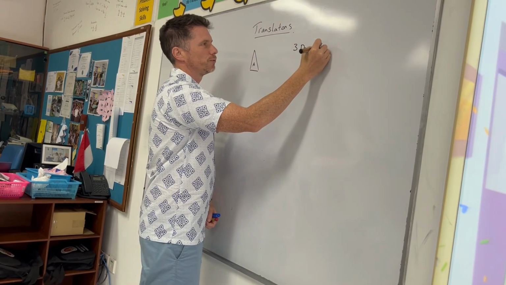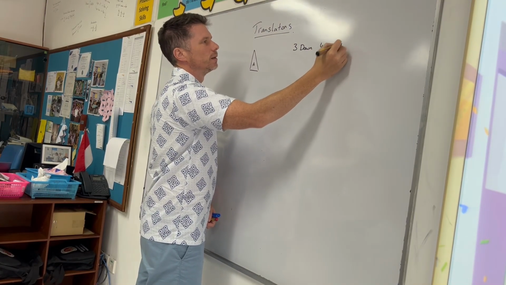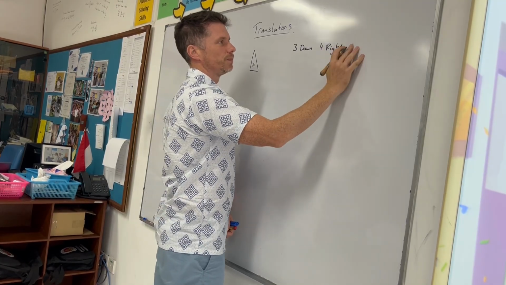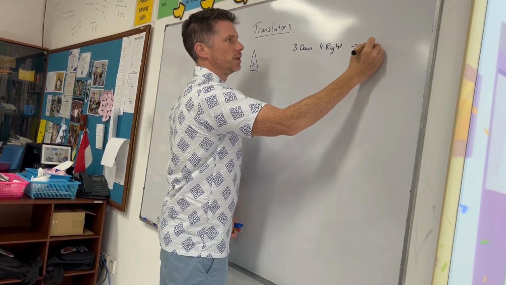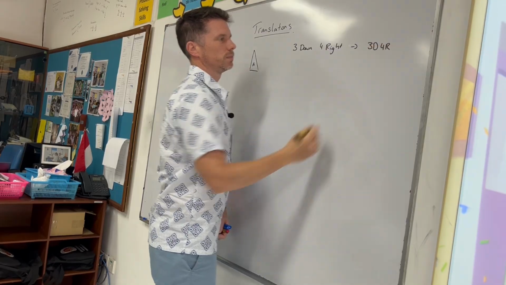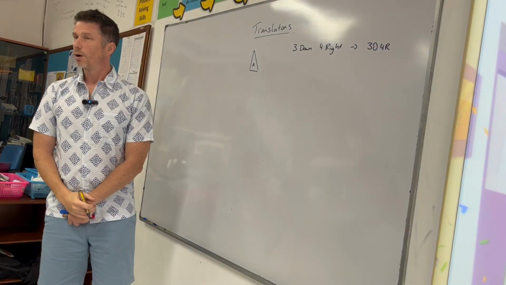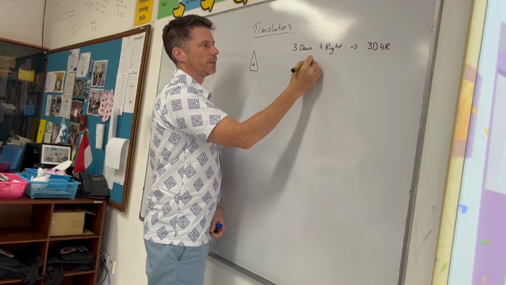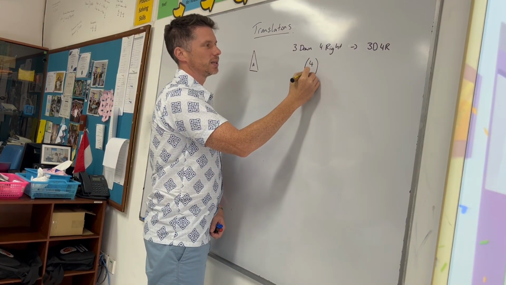3 down, 4 to the right. Or it can be written, that can be shortened down to 3d4. Or it can be used as a vector, which I much prefer. And that vector would look like this.